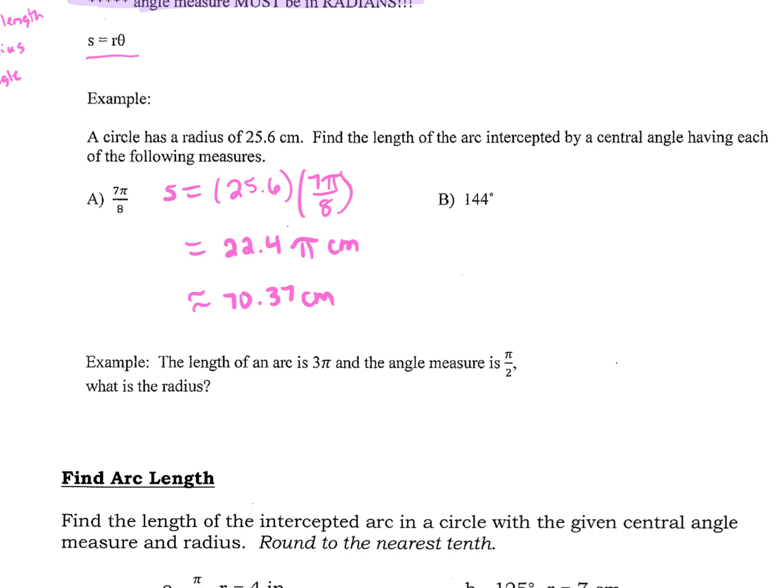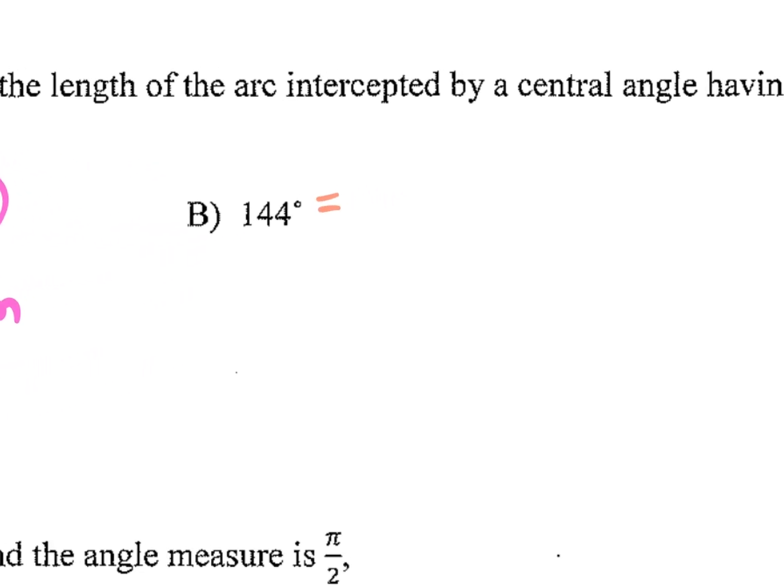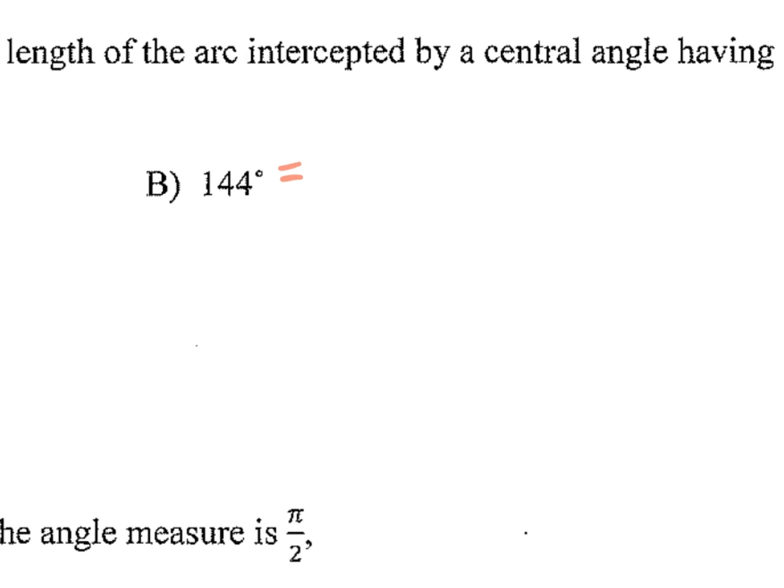What do we need to do for part B first? We're given degrees, so what have we got to do? Yeah, we've got to convert that to radians, so let's do that first thing. So 144 degrees is equal to what in radians? Maya, what'd you get? We're in degrees, remember we divide by 180 and we add the pi. Yep, there you go, 4 pi over 5.